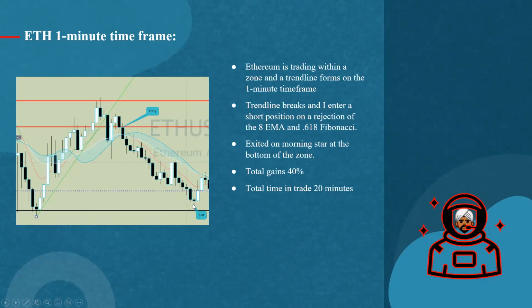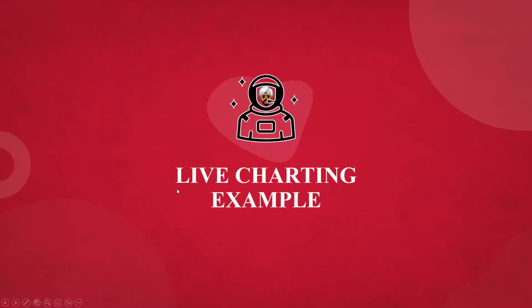And we got this morning star. I haven't looked at Ethereum since, but I got about 40% out of it. Trade took about 20 minutes. It was easy, stress-free. You all know trend line breaks. It worked. So at this time, we'll find some setups.